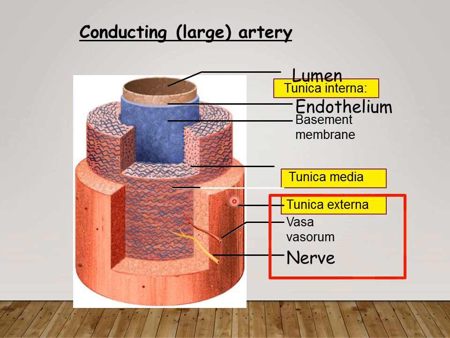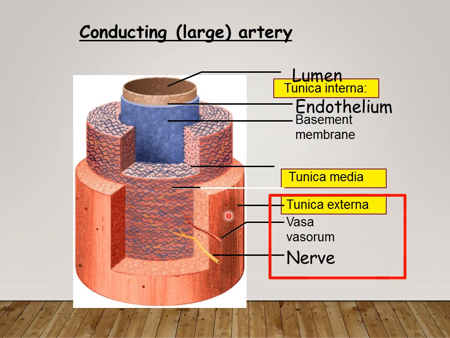The outermost layer is the collagenous and elastic fibrous layer. It has collagen and elastic fiber, so this is mainly a fibrous layer. This is known as tunica externa. And here the direction of the fibers is mostly longitudinal. The tunica externa also has its own blood vessels and nerves.